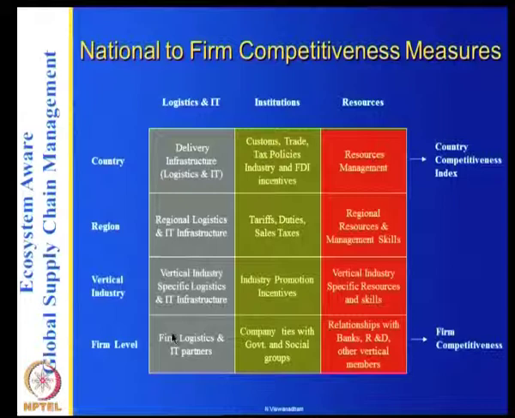And similarly, at the firm level, you have firm logistics and IT partners, that is for the logistics and IT, and companies' ties with the government and social groups. This becomes important, and that is called social capital. And the resources: relationships with banks, R&D and other vertical members. So, if you are a company, what are your resources in this? The resources, as we said, can be soft skills or strong ties. So, that's where the firm's competitiveness comes in.